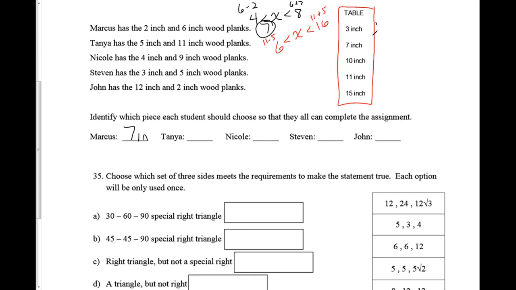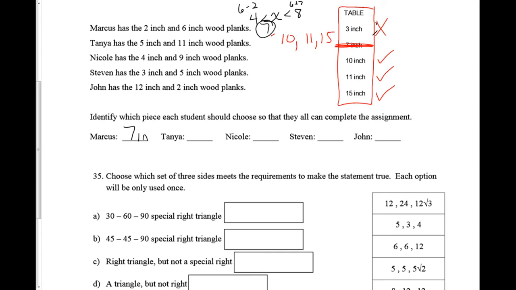So I go back to the table. I know that 7 is no longer an option, because Marcus has that one. And 3 is not bigger than 6. 10 is bigger than 6 and smaller than 16. 11 is bigger than 6 and smaller than 16. And 15 is bigger than 6 and smaller than 16. Now I'm going to erase the work that I have, so that I can write down what the options are for Tanya. So Tanya's could either be the 10 or the 11 or the 15.